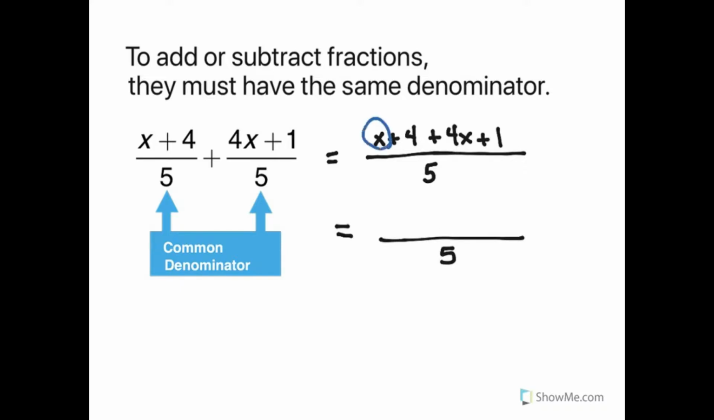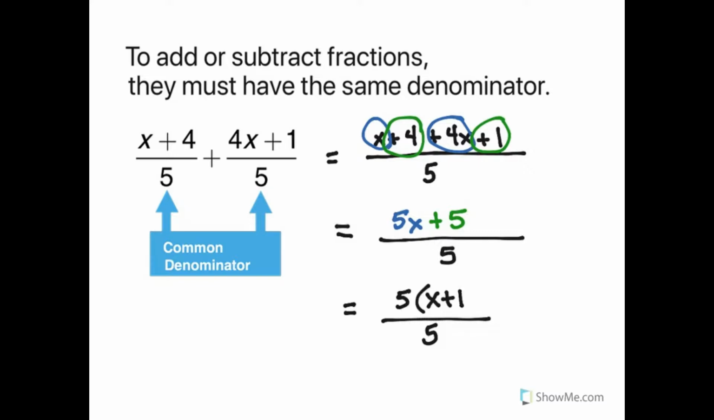x and 4x are like terms, so I can add them together. I get 5x. And 4 and 1 are like terms, and I can add them together and get 5. Before you finish, though, factor. I can factor a 5 out of the numerator, and that gives me x plus 1. Now the 5's can cancel, and the result is just x plus 1.